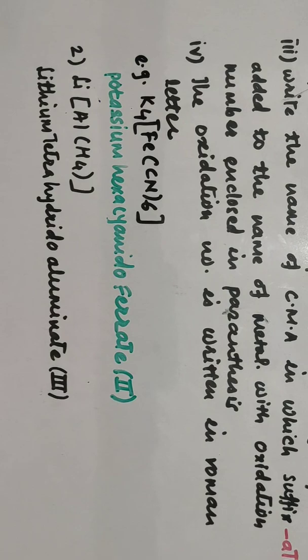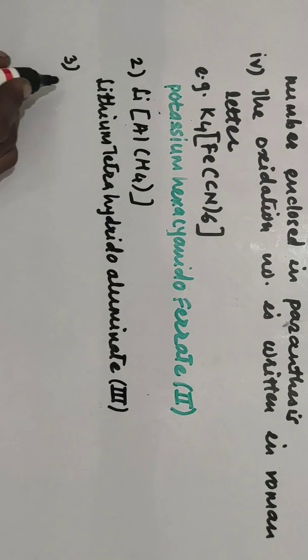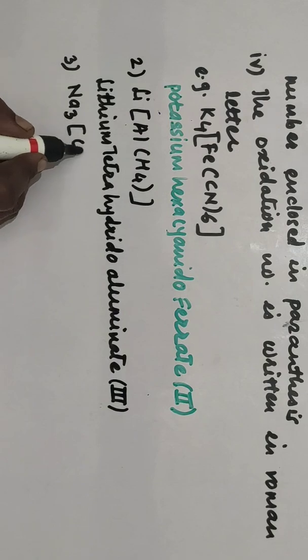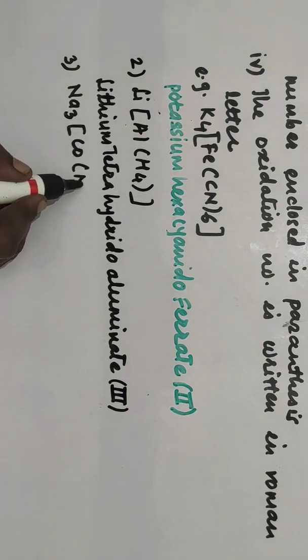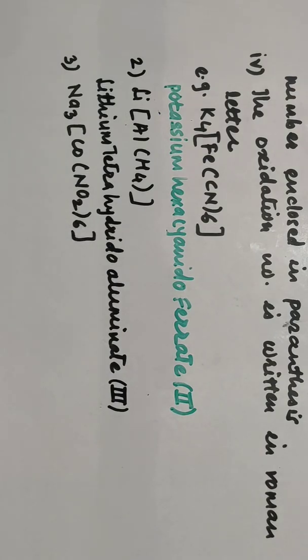We'll take one more example, and this is Na3[Co(NO2)6]. Now this is also an anionic complex. Why? Because if Na3 is removed, then your coordination sphere acquires a negative charge, and so it is an anionic complex. Here in this case NO2 is a ligand, and this is an ambidentate ligand.